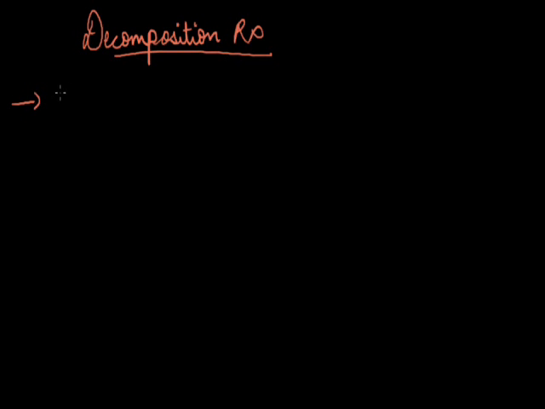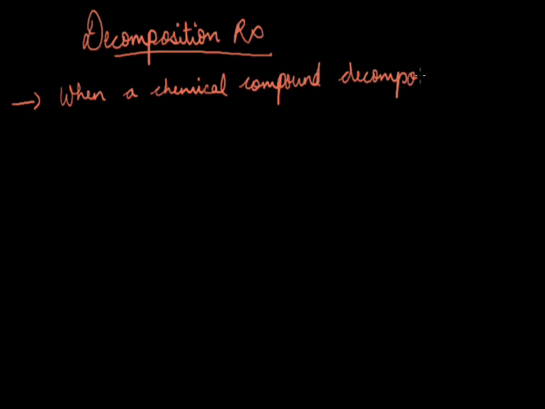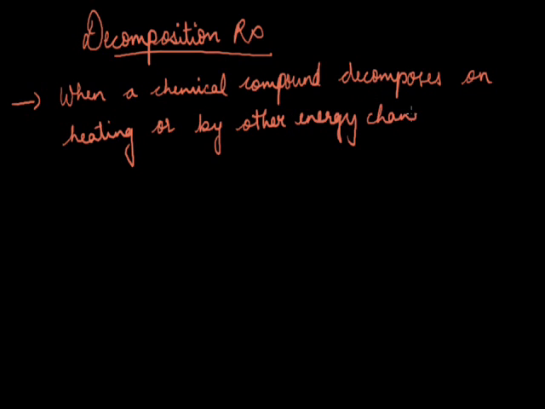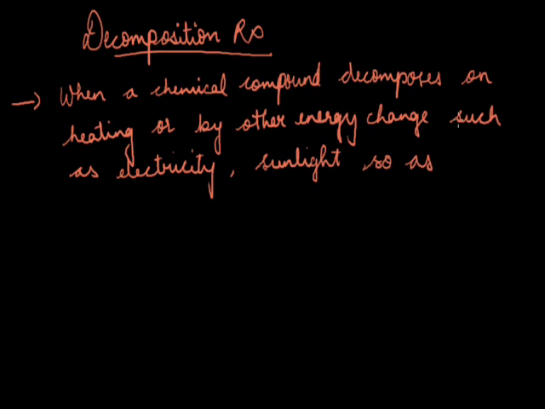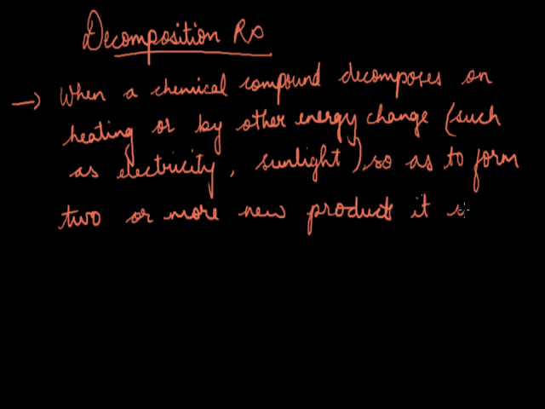So here we can say when a chemical compound decomposes on heating or by other energy change such as electricity, sunlight, so as to form two or more new products, it is called decomposition.